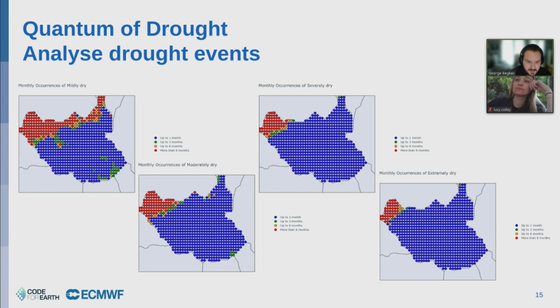And finally, for each kind of drought, from mildly dry to extremely dry, we can plot maps that show the area affected and group them into up to 1 month, 3, 6, or more, the 6 months.